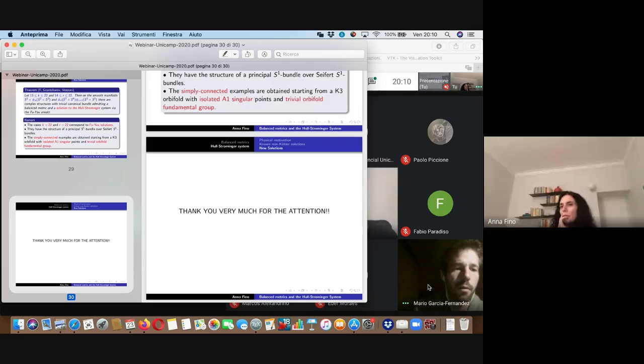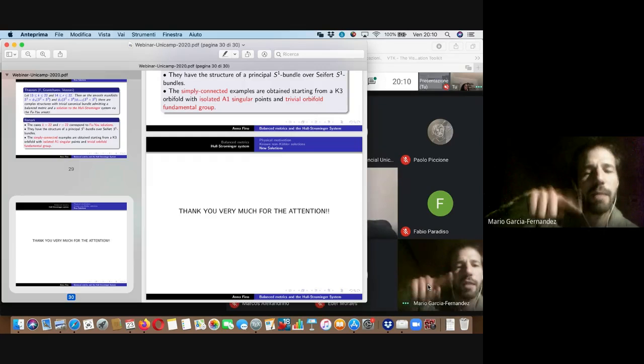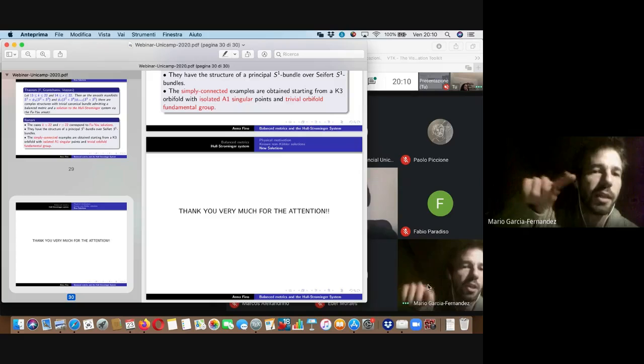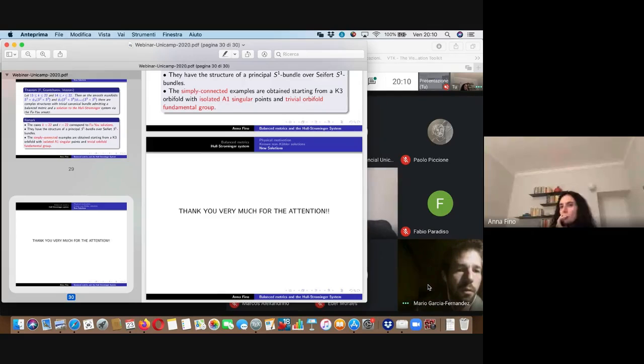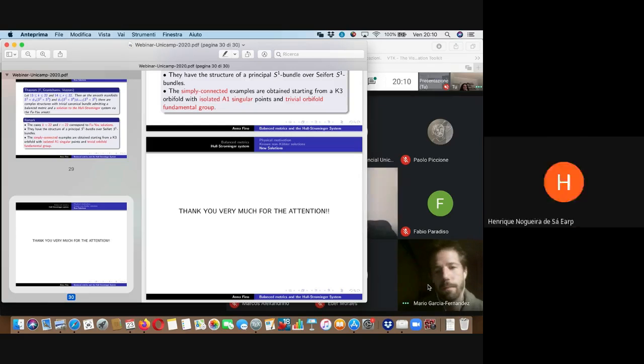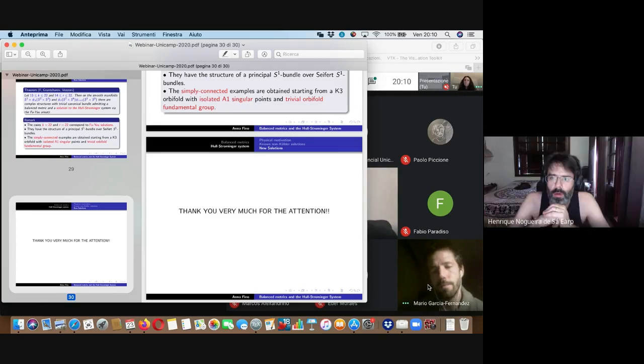I see. What you have in the Bianchi identity is the torsion, but if the complex structure is not integrable, the torsion has another component. I see. That would be nice, it's curious, this stuff. Okay, I will look.